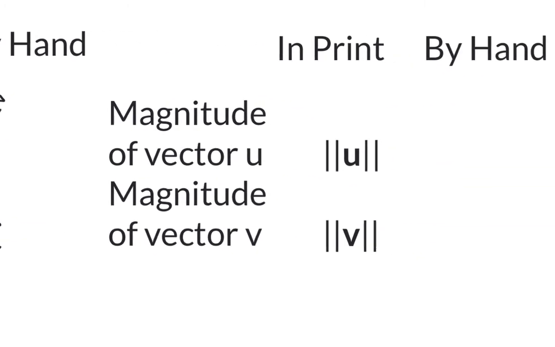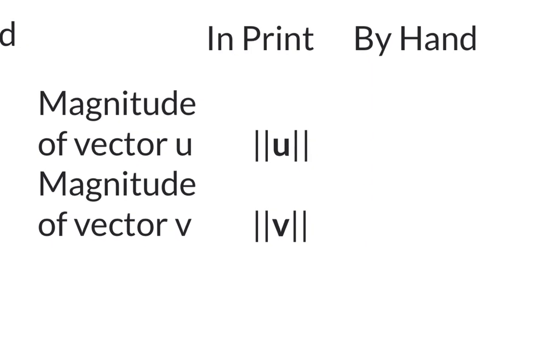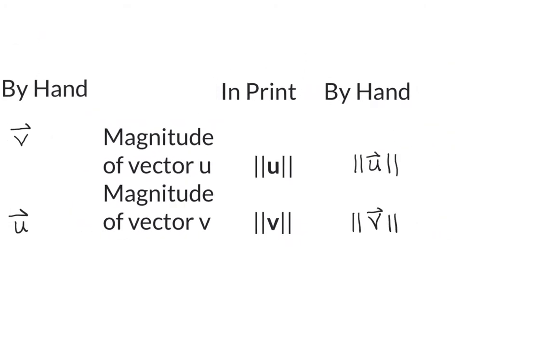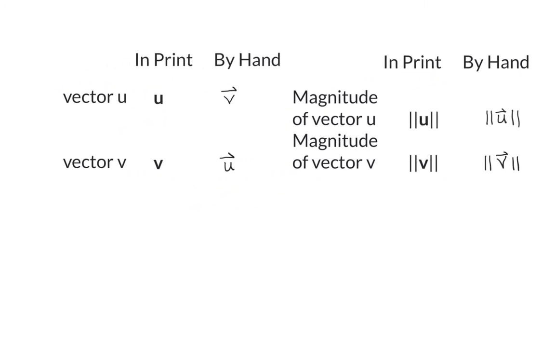If you want to indicate the magnitude of vector U or the magnitude of vector V, you use the double bar with the bold letter if you're doing it in print. And then by hand, you just draw the double bar, the letter with the arrow, and the double bar on the other side. And that indicates just the magnitude of the vector. So there you can see how to indicate the vector and how to indicate the vector's magnitude.